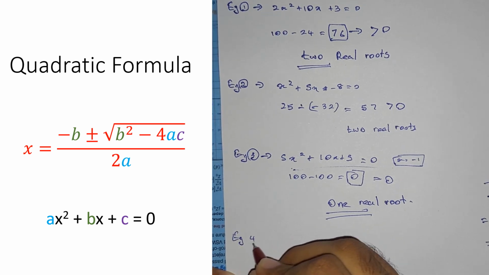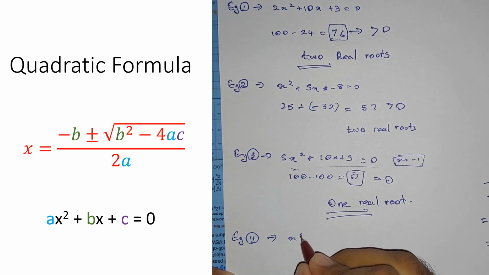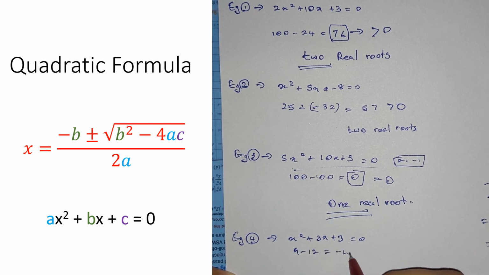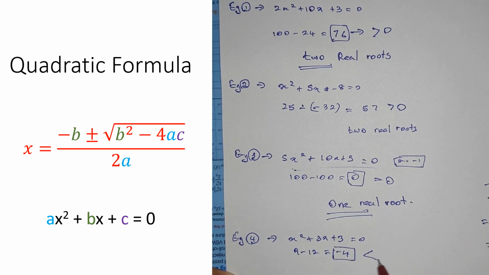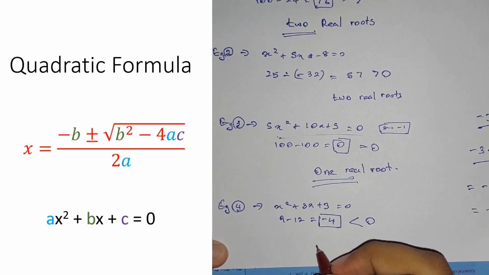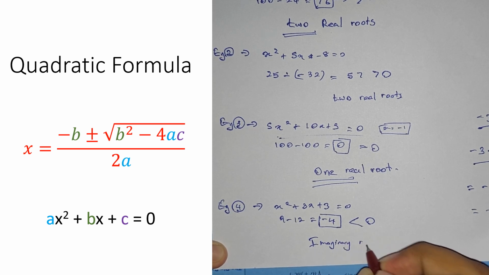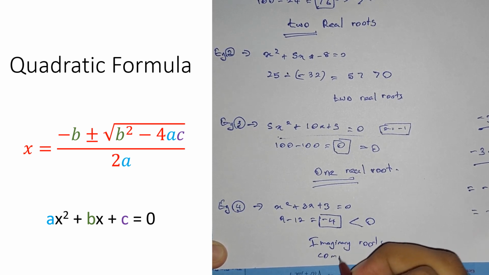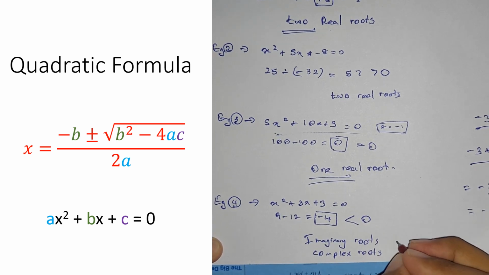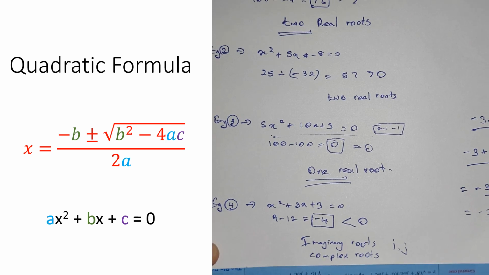Example 4 was x squared plus 3x plus 3 equals 0. The discriminant was a negative value. It was 9 minus 12, which is minus 3. This was less than 0. We ended up with imaginary roots, or complex roots, with the values of i or j, whichever you prefer.